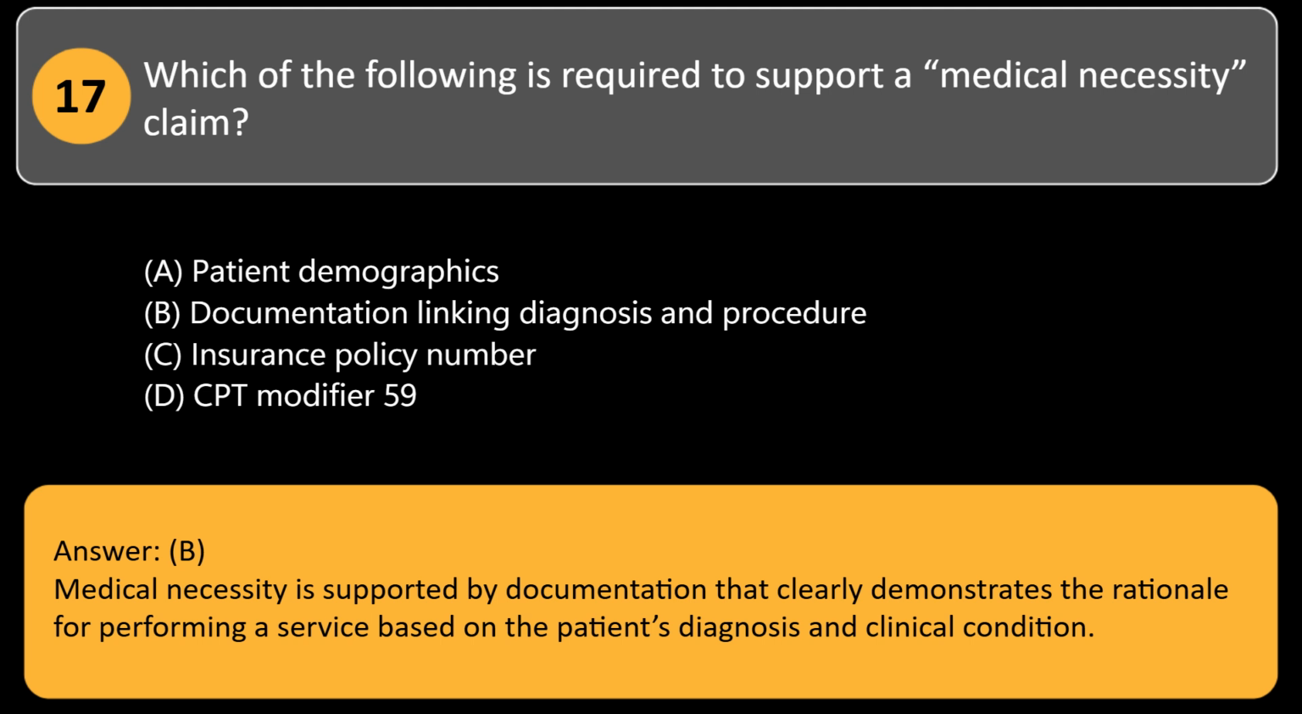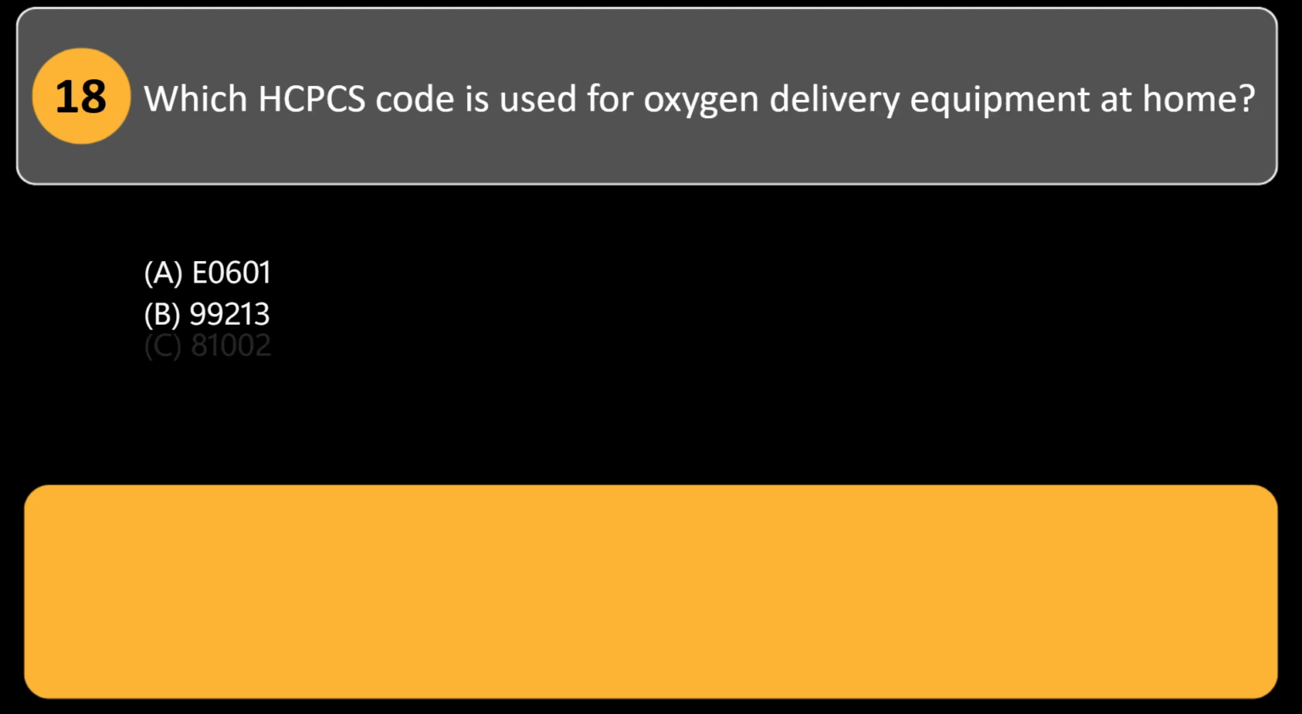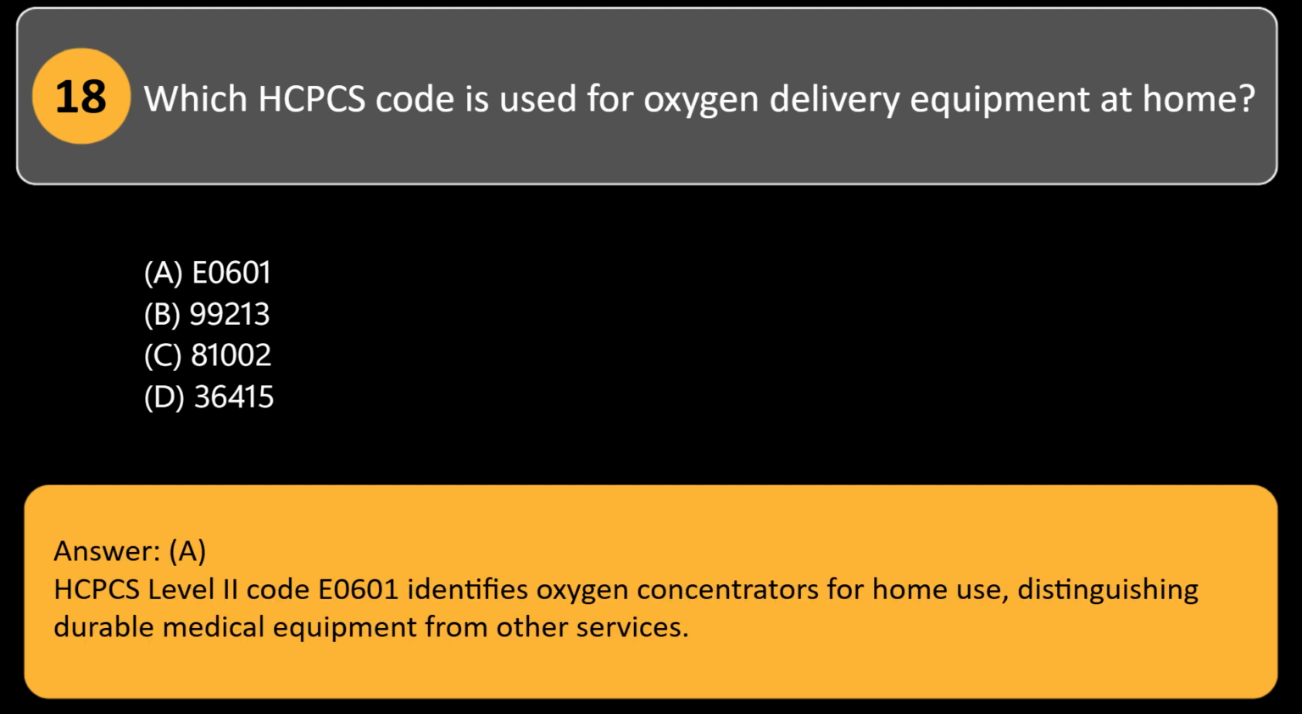Which HCPCS code is used for oxygen delivery equipment at home? A. E0601. B. 99213. C. 81002. D. 36415. Answer: A. HCPCS Level II code E0601 identifies oxygen concentrators for home use, distinguishing durable medical equipment from other services.